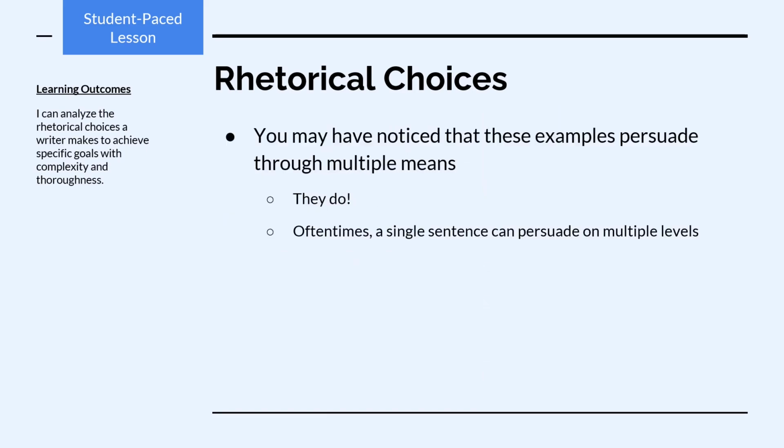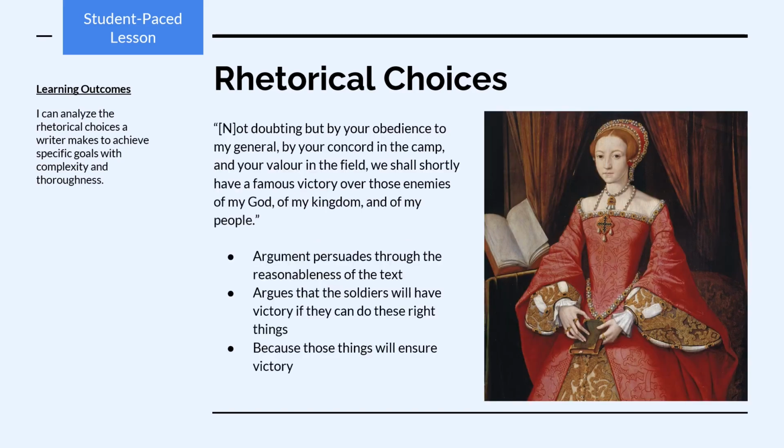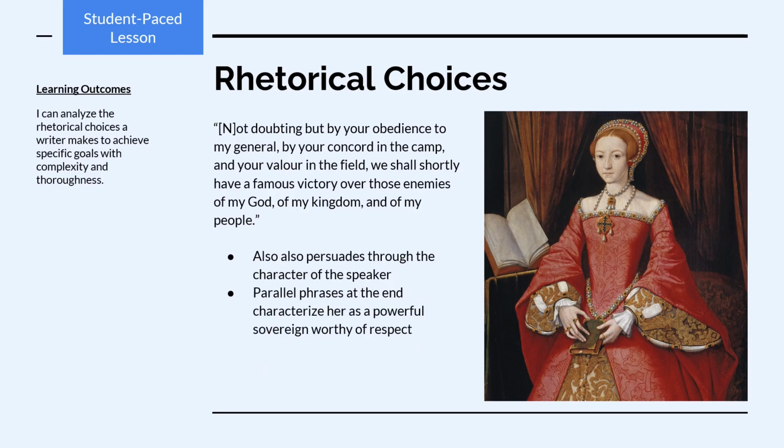You may have noticed that some of my examples persuade through multiple means, and they do. Oftentimes a single sentence can persuade on multiple levels. For instance, let's look again at her final line of the speech when she says, "Not doubting, but by your obedience to my general, by your concord in the..." We can say that this does persuade through argumentation. It persuades through the reasonableness of the text because she is arguing that the soldiers will have victory because they will do those things. But it also persuades through the character of the speaker.